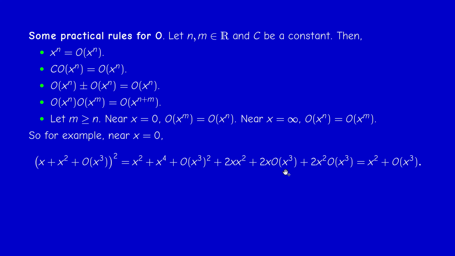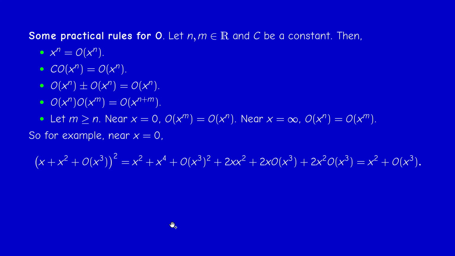There's a 2, but it's not a big deal. Now, this is big O of x6, this is big O of x5, this is big O of x4, and this is big O of x cubed. So all these terms are big O of x cubed. So I can write x squared plus big O of x cubed.